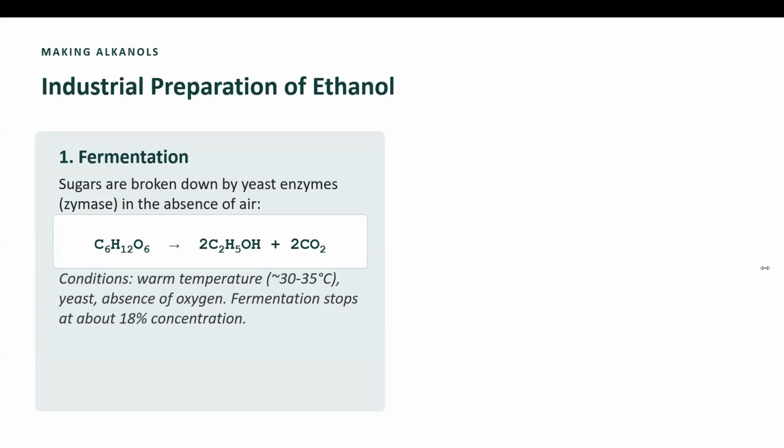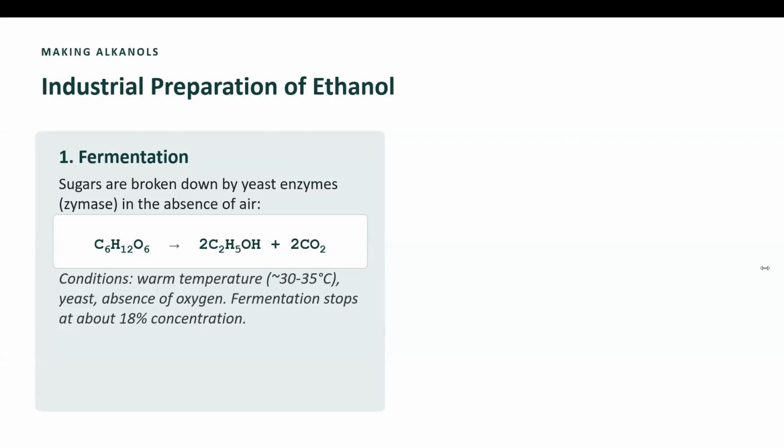Okay, I'm going to answer the question. To increase the concentration of ethanol from 18%, first you are going to filter it. You filter to remove the yeast and insoluble particles in it so that you have your ethanol solution. Then you subject the ethanol to fractional distillation.